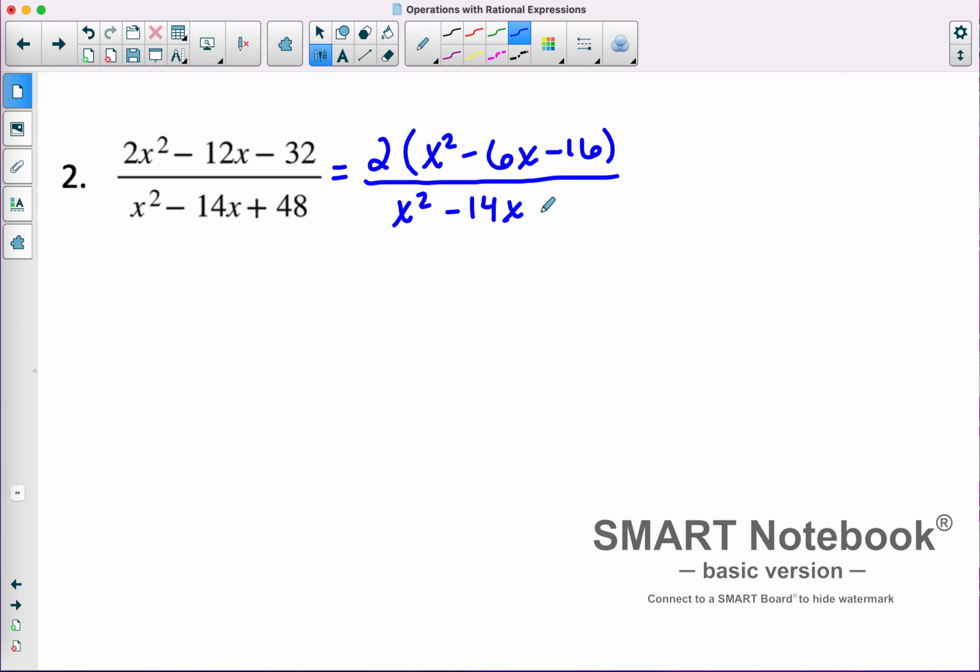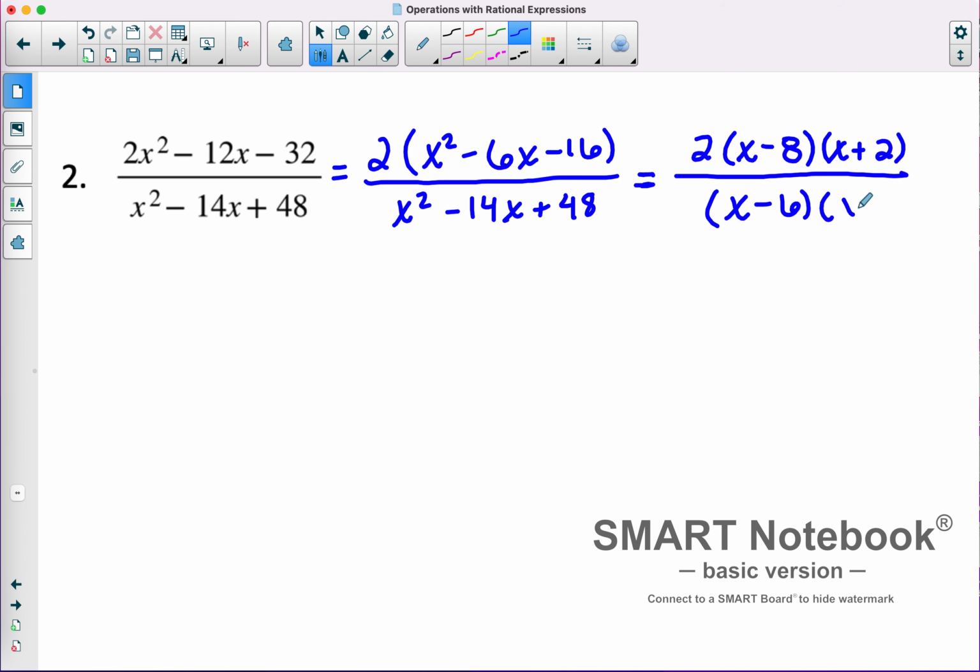I could go ahead and factor the denominator right now if I wanted to, or I can leave it for the next step. Either one is okay. That numerator would continue factoring. It would become 2 times x minus 8 times x plus 2. And then we factored the denominator. X squared minus 14x plus 48 would factor into x minus 6 times x minus 8.